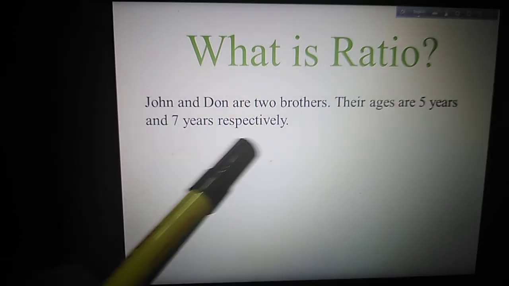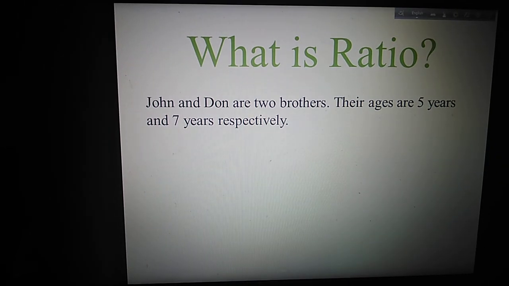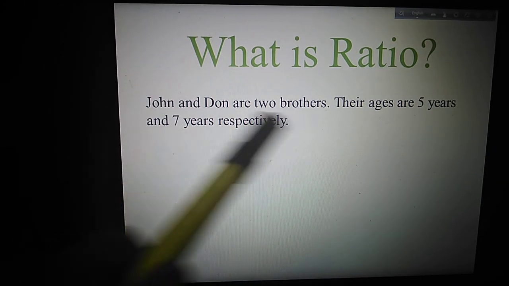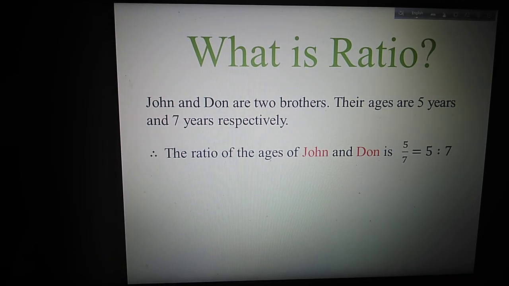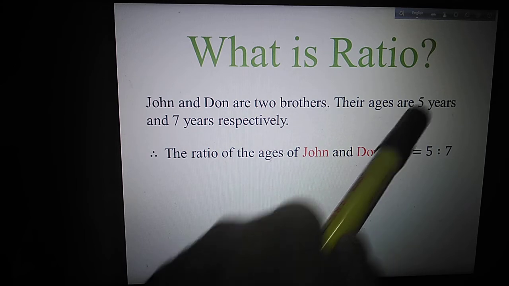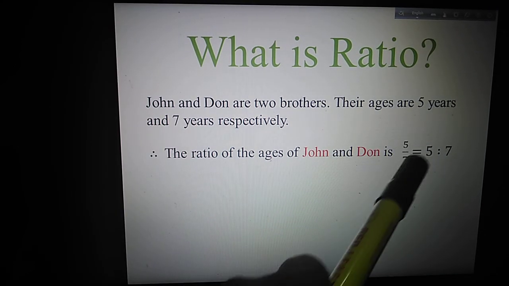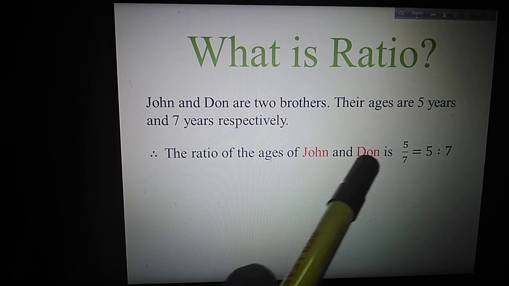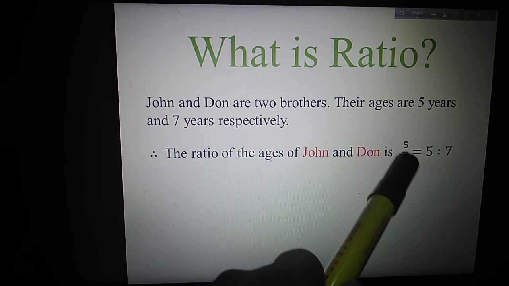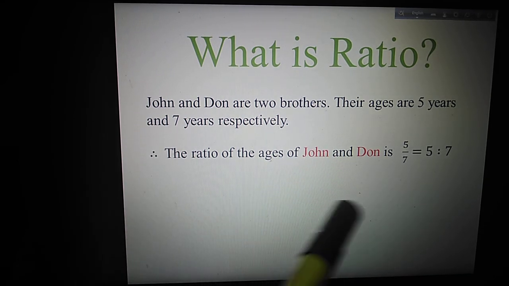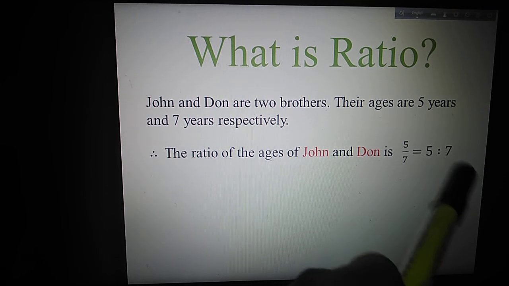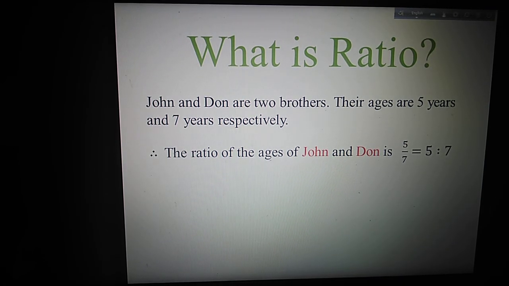Like John and Don are two brothers. Their ages are 5 years and 7 years respectively. That means John's age is 5 years and Don's age is 7 years. The ratio of the ages of John and Don: John's age is 5 years and Don's age is 7 years. That's why we write 5 by 7. John has come first and Don has come later. That's why we take 5 in the numerator and 7 in the denominator, and we can write the fraction 5 by 7 as 5 is to 7.